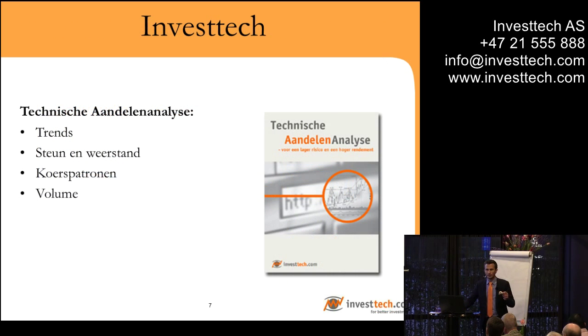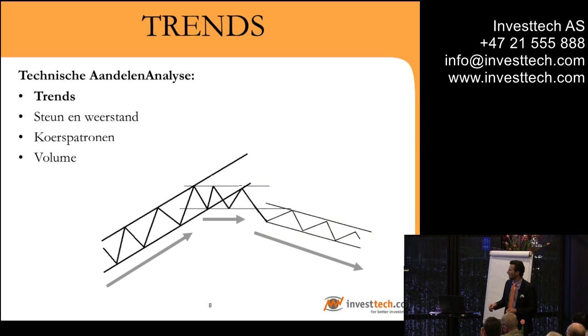I will go a little bit more into the theory of this part of the presentation. The four main elements I will talk about today are trends, support and resistance, price patterns (kurspatron), and volume. I will also explain it combined with the research that we do. The main elements of a trend are a positive trend, a neutral trend, and a falling trend.